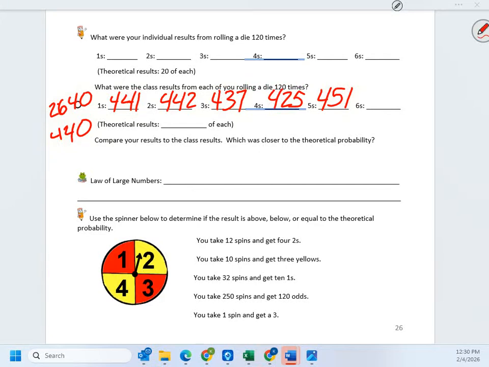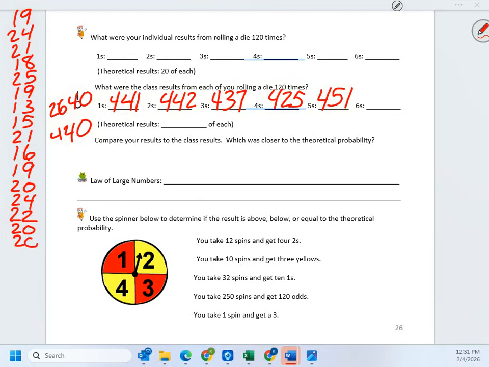Last one, sixes, Holland. 19, sorry. 19, 19, 24, 21, 18, 25, 19, 22, 15, 21, 16, 19, 20, 24, 22, 20, 20, 23, 21, 25, 18, 28, 21. 452. 452.